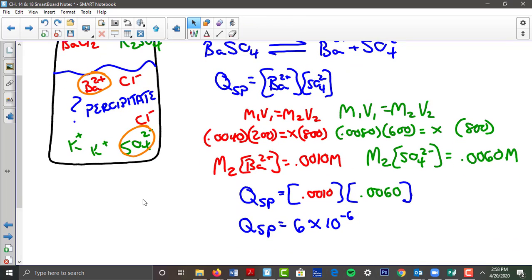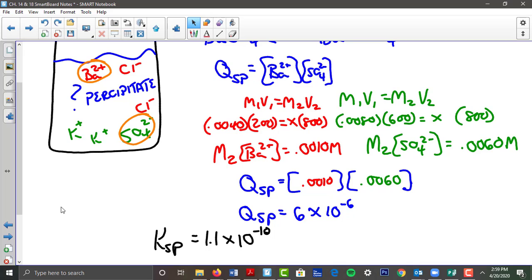Now, the only way we can tell whether or not a precipitate is going to form is if we compare it to K, which again, remember in the last video, I told you guys that you can find this information in your books on page 737. So the Ksp for this salt is 1.1 times 10 to the negative 10. So you can see that the Q here, 10 to the negative 6, is a factor of 10 to the 4th greater than the K. So it's much greater at this point.